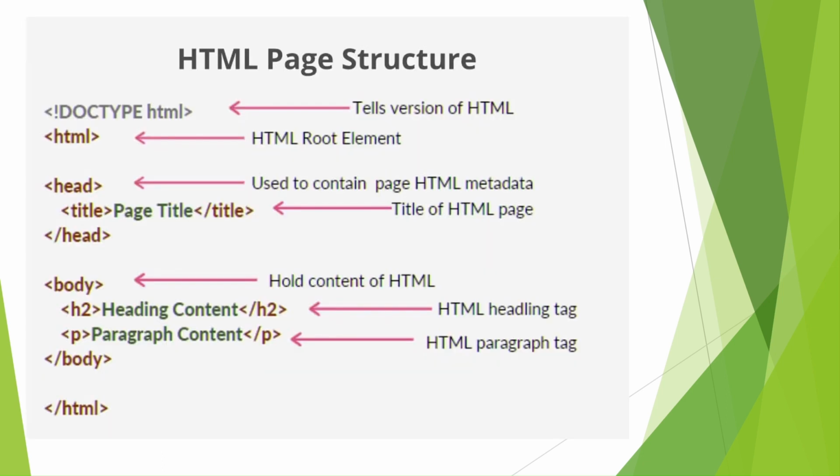Here let us explain the HTML page structure. HTML page structure contains the version of HTML, root, head, body. A doctype HTML tells the version of HTML and the root element is HTML. The head is used to contain page HTML metadata. And the body contains the heading tag.